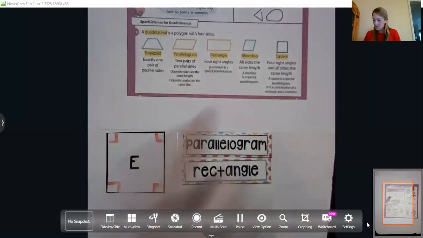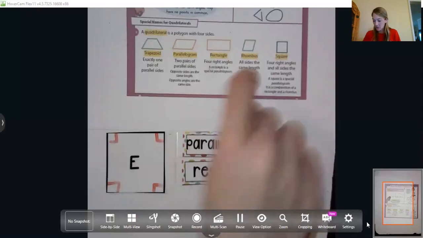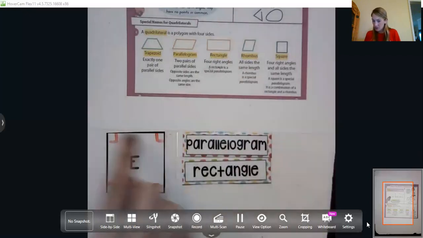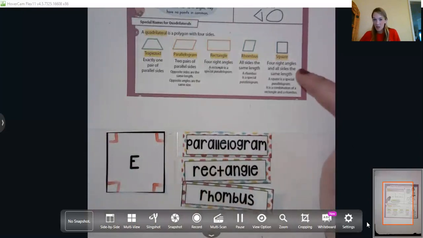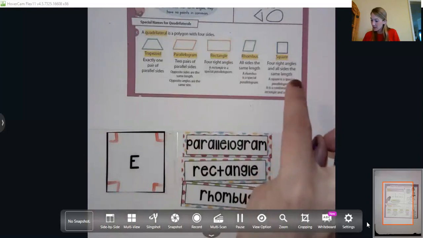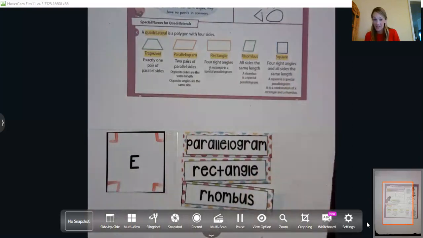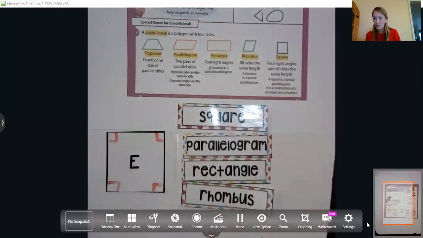Okay. Let's see if this could be a rhombus. Are all sides the same length? They are. So this is a rhombus, 2. And finally, let's see if it's a square. Does it have four right angles and all sides the same length? Does it have both? Yes, it does. So this is also a square. So this one had four names that we could have called it.